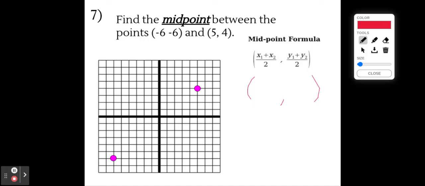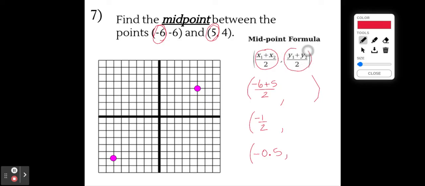So let's start by finding the average of the x coordinates. Here's an x coordinate, here's an x coordinate. I want to add them together, -6 plus 5, and then divide by 2 because there's two numbers. So -6 plus 5 is -1, divided by 2. That's just -1/2. You could write it that way, or you could write it -0.5. They're both the same thing.